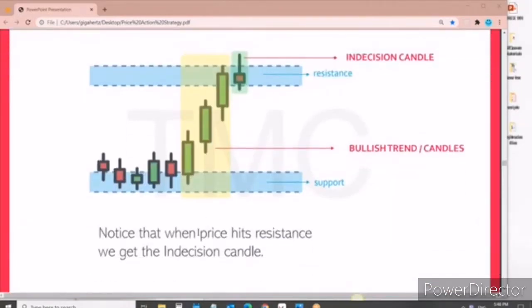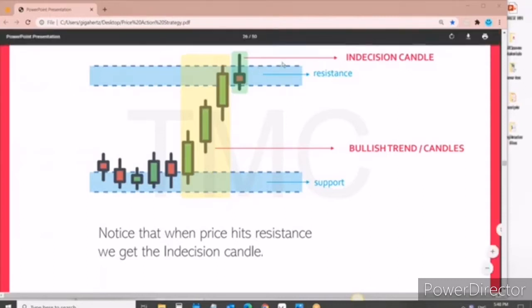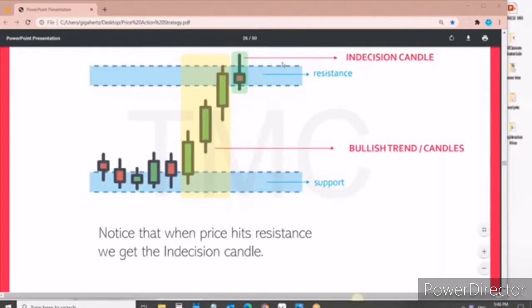Explain ko. Notice that when price hits the resistance, we get the indecision candle. Sa resistance po siya tatama dapat ha. So yun yung ina-eye natin. Na after ng strong market movement, dapat tumama yung indecision candle dun either sa resistance or doon sa support.